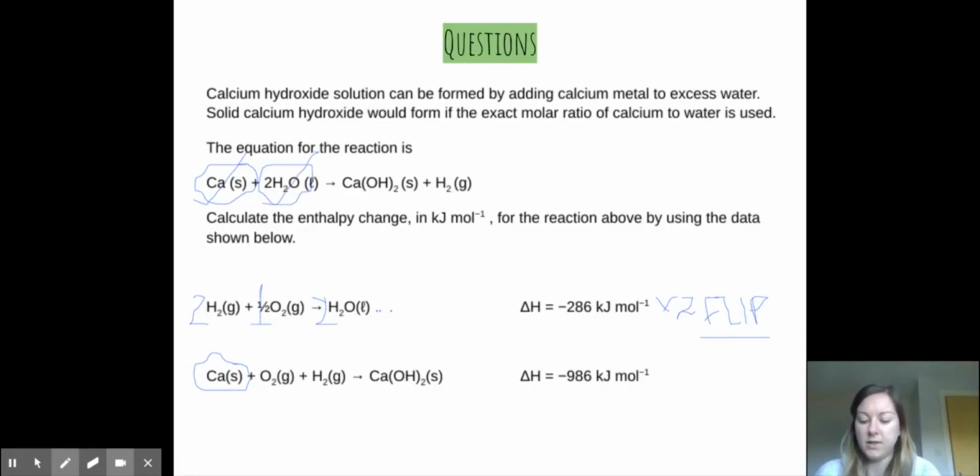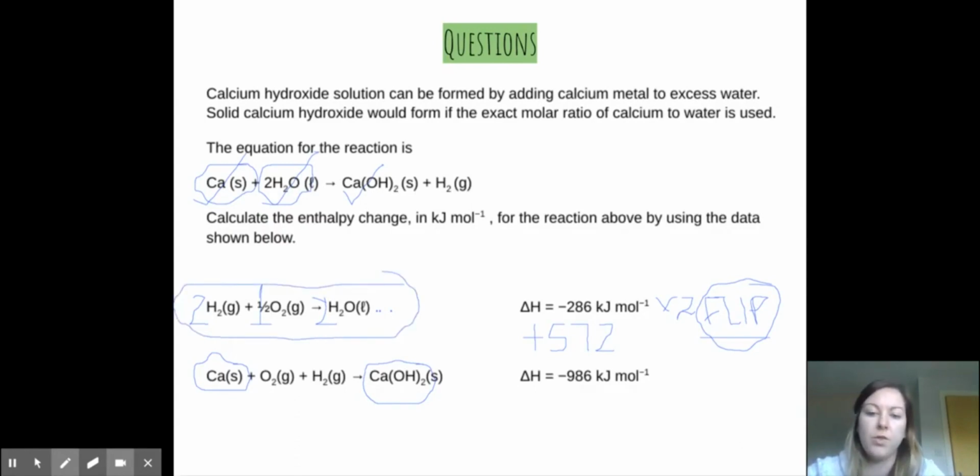So negative 286, if we type that into our calculator, multiplied by 2 is going to be negative 572. Remember, we've flipped this into an endothermic reaction, so it's going to be positive 572. Now, let's just check that we have everything else on the right sides of the equation. So our calcium hydroxide is on the right side as well, and this is where some people might be a bit confused. I'm sure there are people saying, right, there's an H2 on the right hand side. How is that possible? Well, how that's possible is in this flipped equation, our 2 hydrogens are actually on the right hand side.